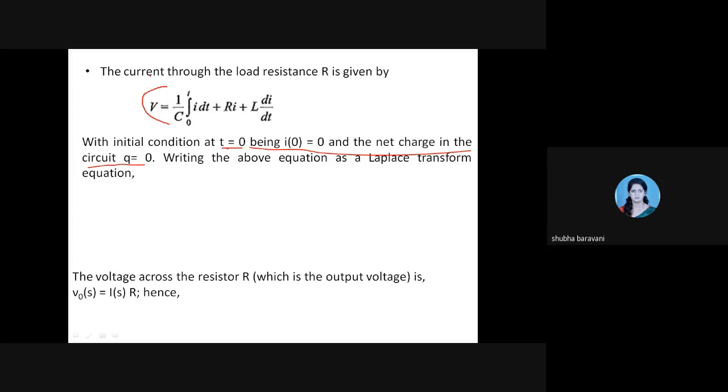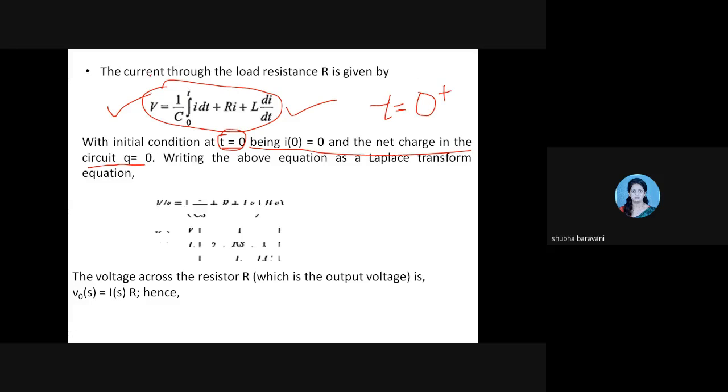This equation is not at t is equal to 0. This is the equation you get at t is equal to 0 plus. Initial conditions, network analysis. Yes, t is equal to 0 plus. So, I'll take the Laplace transform of this equation.